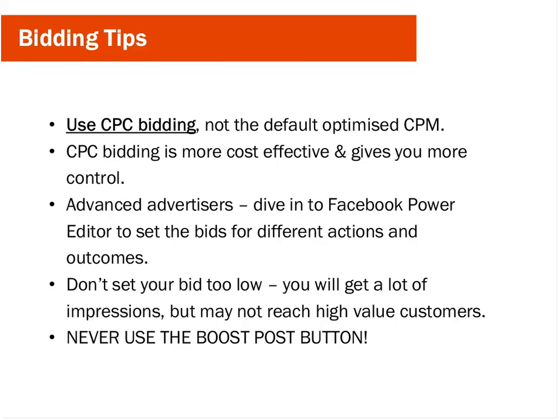Don't set your bid too low. You'll get a lot of impressions, but you may not reach high-value customers. So for us, Facebook does make a recommendation on the bids, and they generally get it quite right. So it can vary, let's say, from 20 cents per click. Maybe we'd bid up to 40 cents per click, rarely any more than that.